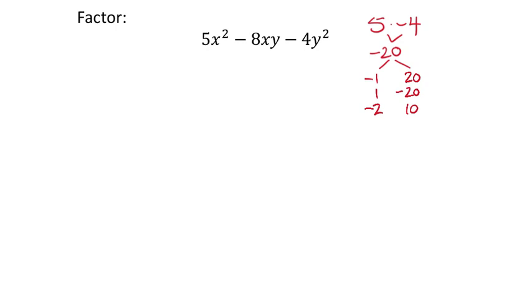Let's make this -2 and 10. Now it's +8, though, right? So all we have to do is reverse this to get our -8. If I add those two together, I get -8. There are more factors, I just don't care about them because we found the one that works. So our -8xy, I'm going to split into a +2xy, and then also a -10xy. So you see that these two terms add up to -8xy.